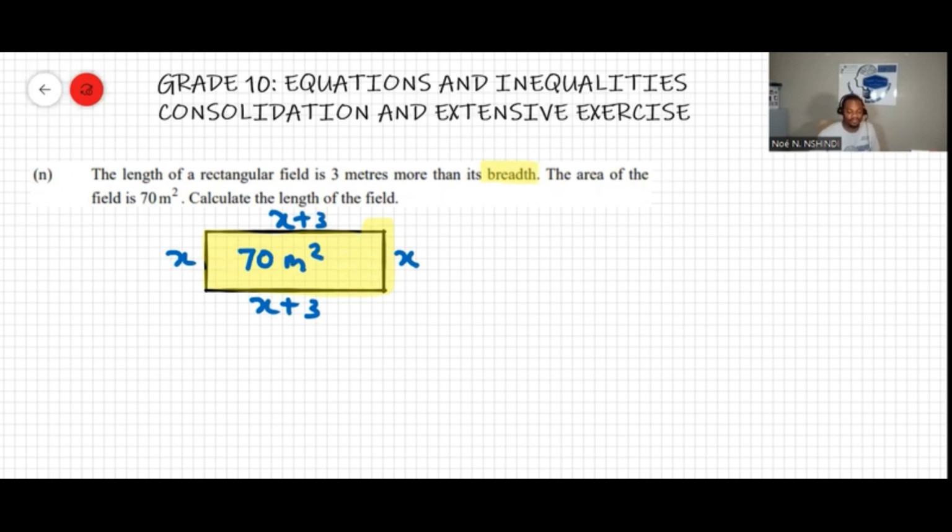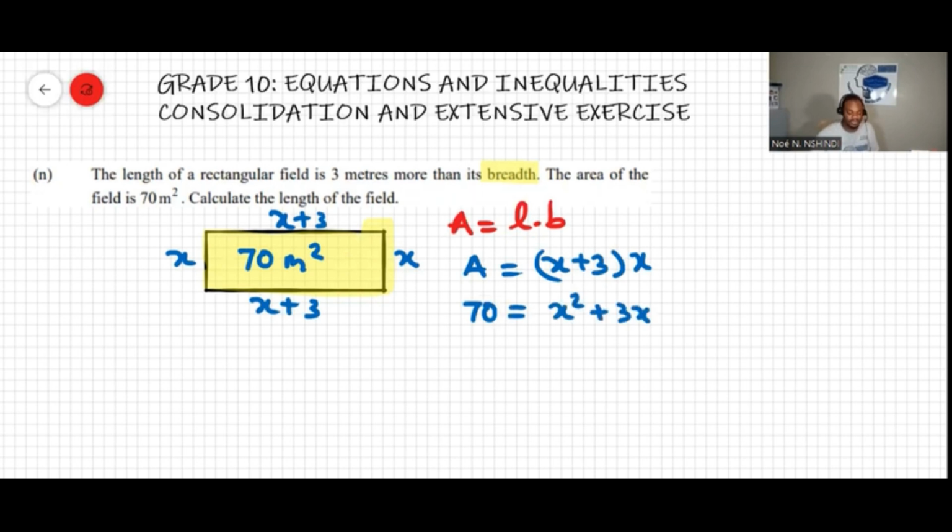So we do know that the area of a rectangle is equal to length times breadth. Okay, so the area will be x plus 3, the length, multiplied by x, and then area is given to be 70. So that means 70 equals x squared plus 3x, because we multiply x by x and then by 3 also. And then we can write x squared plus 3x minus 70 equals 0. Now we can solve this by factorization.